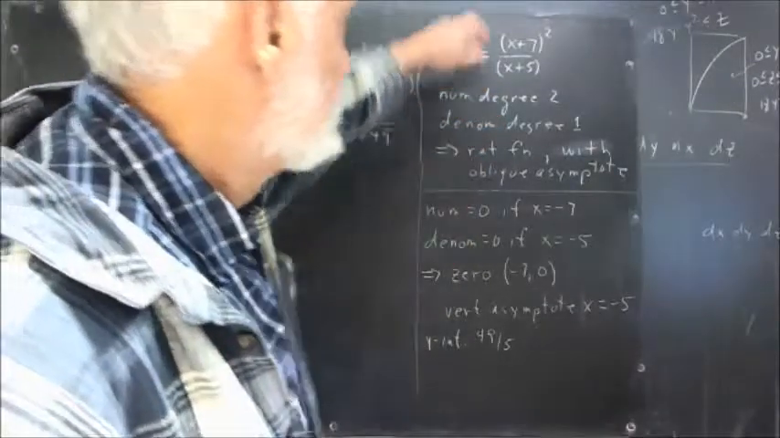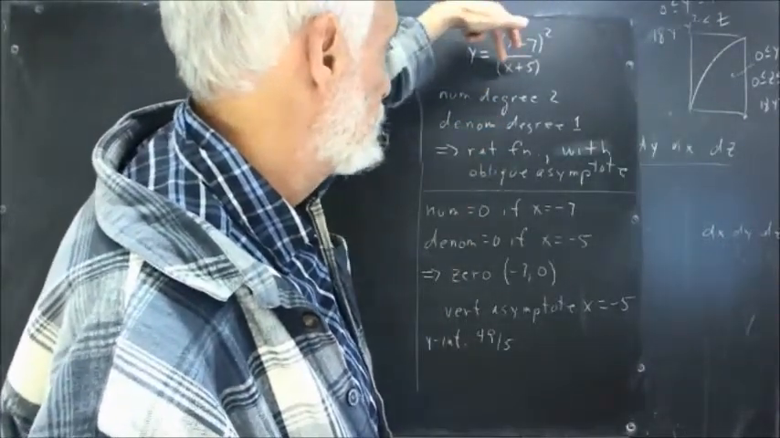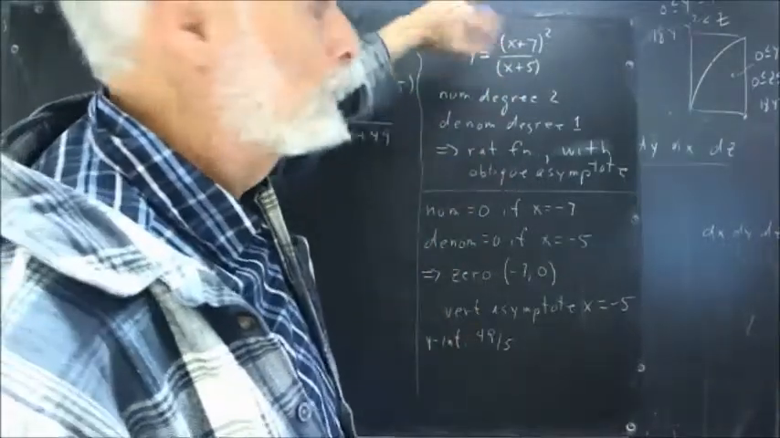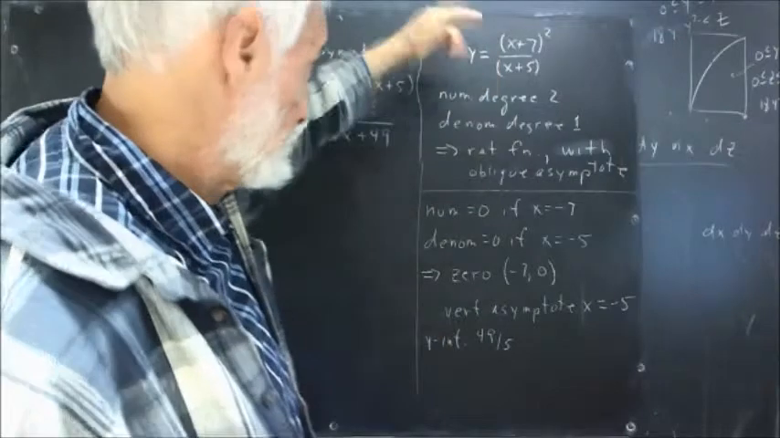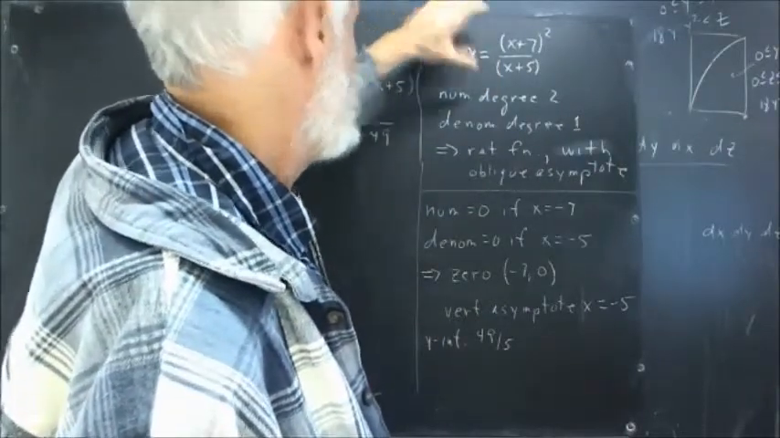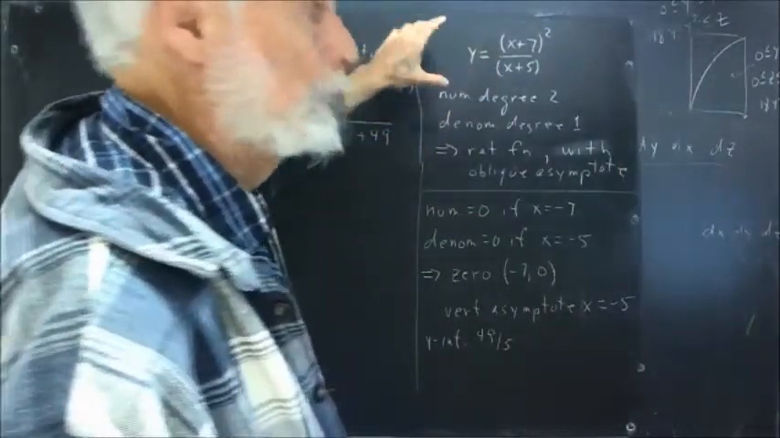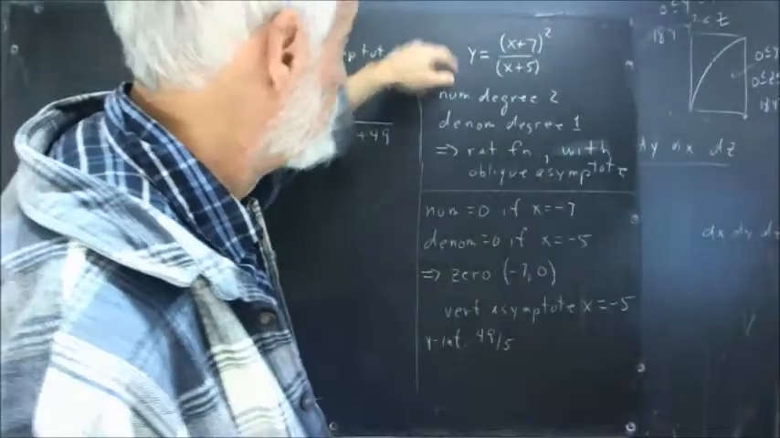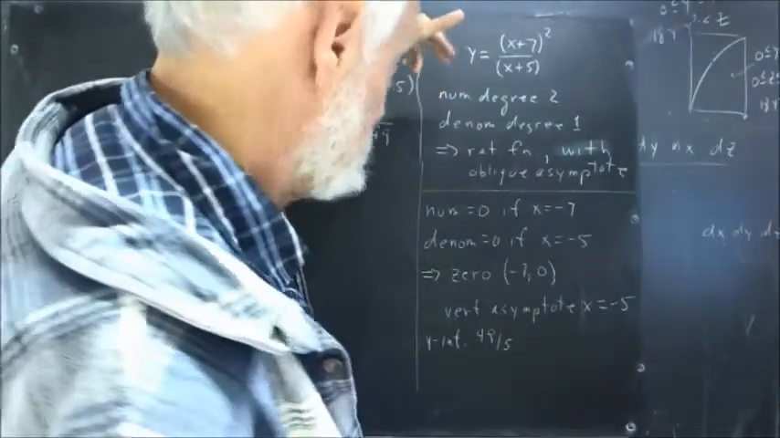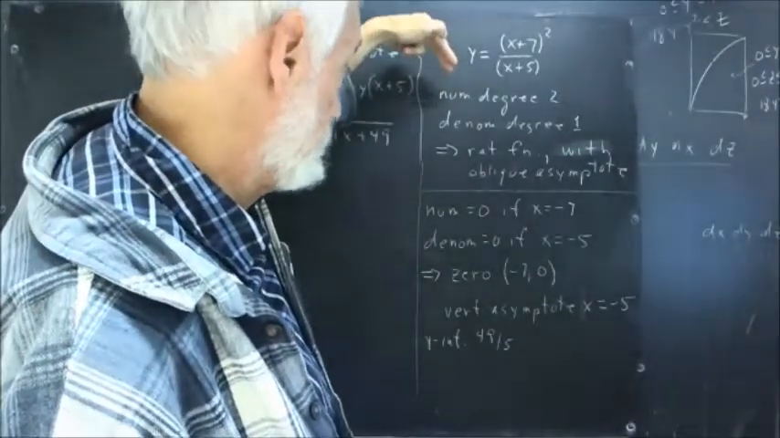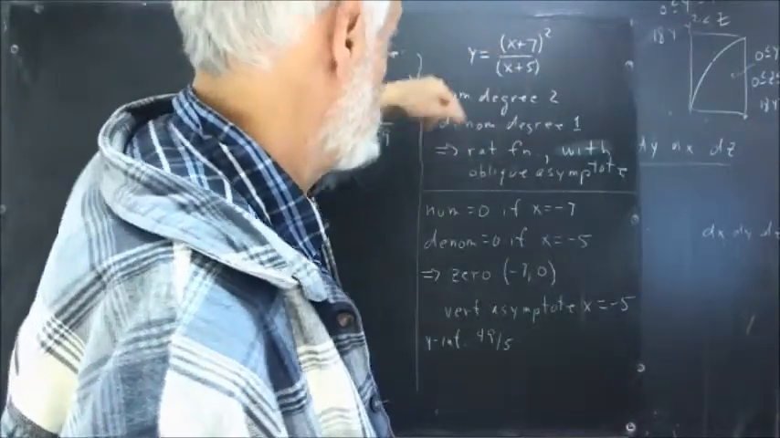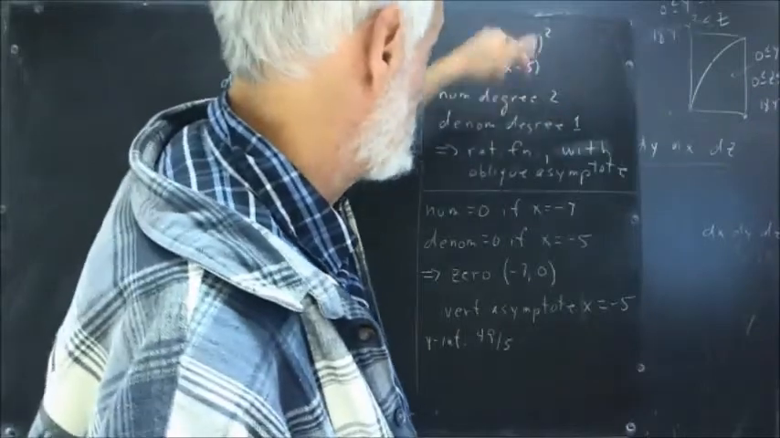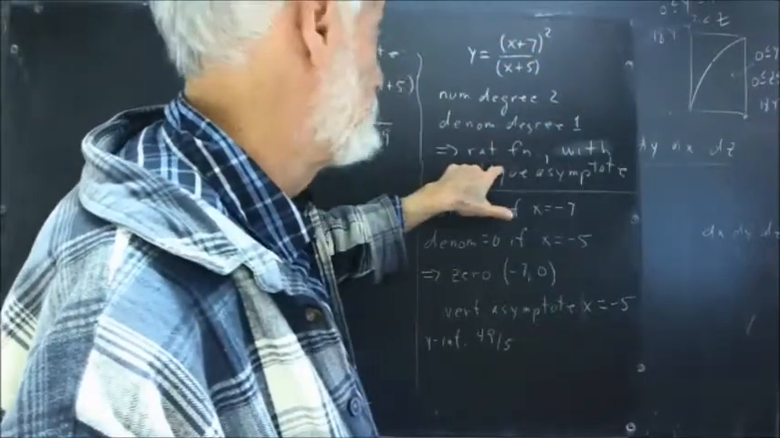We look at the rational function y equals (x plus 7) quantity squared over x plus 5. This is just the reciprocal of the function we did in the preceding, but we're not going to analyze it in that manner. We could analyze it based on the preceding graph, but we're not going to do that in this course. Okay. Numerator has degree 2. It's a polynomial of degree 2. Denominator is a polynomial of degree 1, so it is a rational function.